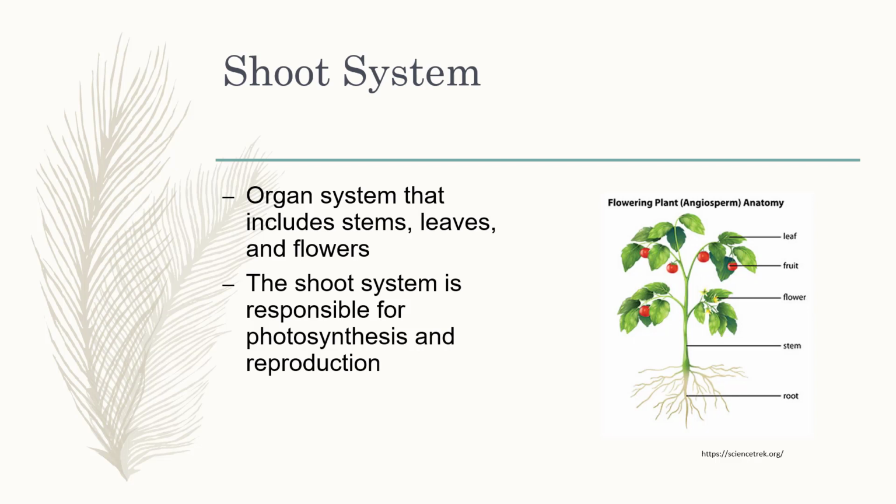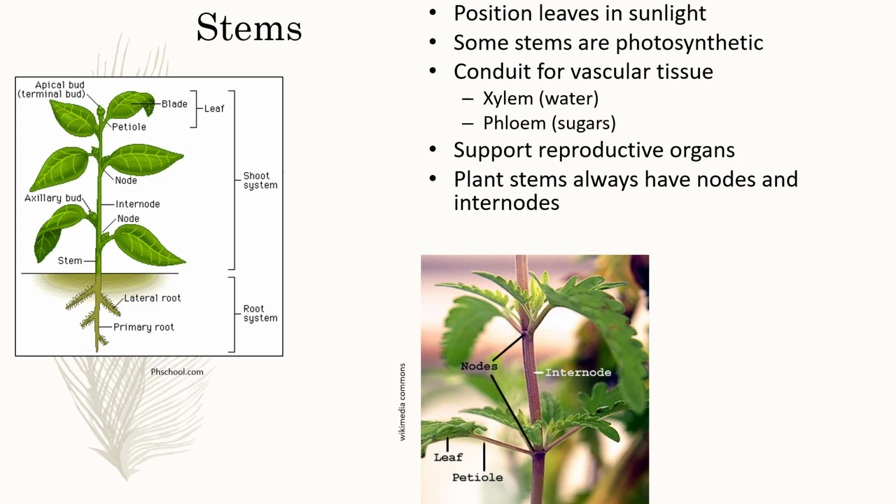Shoot system is an organ system that includes stems, leaves, and flowers, and the shoot system is responsible for photosynthesis and reproduction. Stems help position leaves in sunlight so they're able to photosynthesize properly. Some stems are actually photosynthetic, such as Scotch broom. One of the reasons it's such a great weed around here.